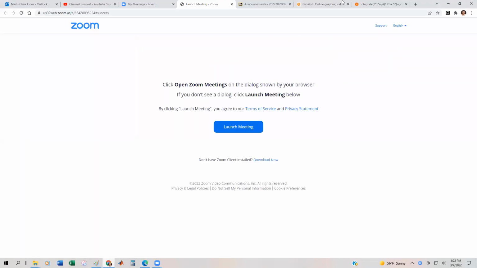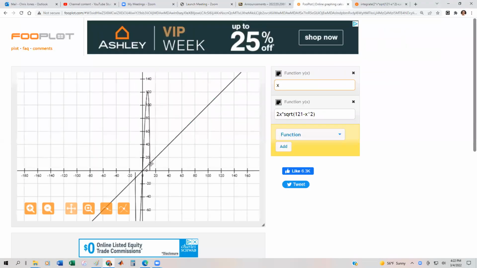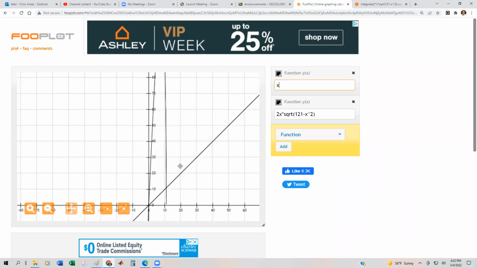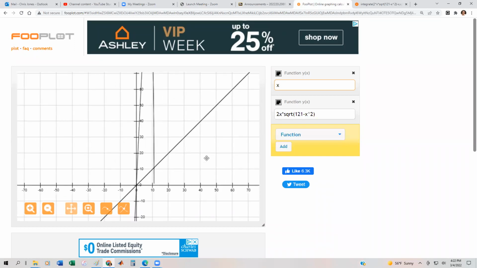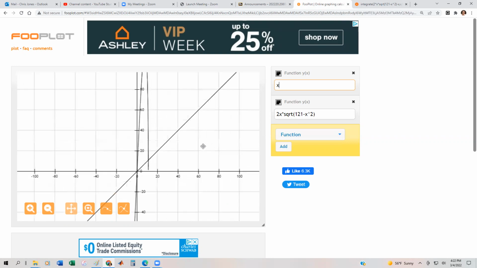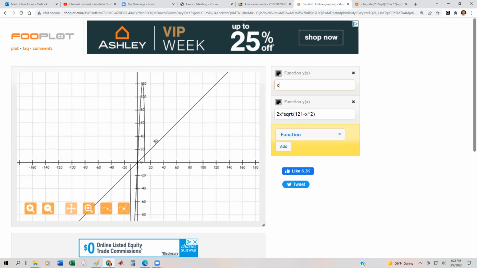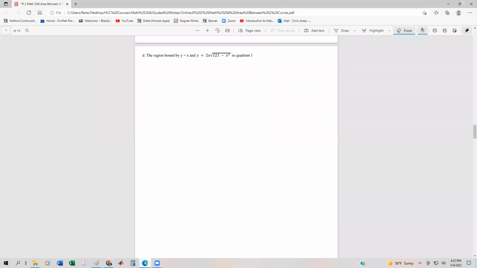And the good news is I already graphed it on Fooplot, and this is what it looks like. Now remember, we're only in quadrant 1, so we don't care about anything that's in quadrant 3. So we have this parabolic sort of shape and then the linear shape. And it looks like the point of intersection is going to be a little bit more than 10, so maybe like 10 and a half, 11, something like that, just because the scale is so big. All right, so graph first, and then we'll find the points of intersection just like we usually do.